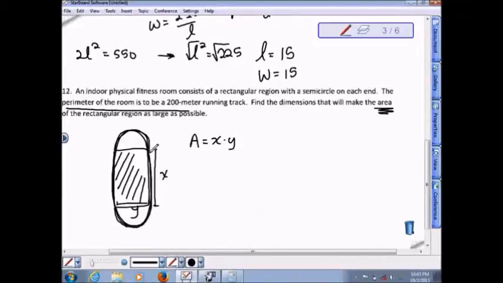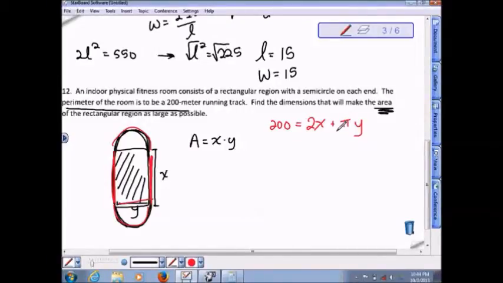Now, the perimeter are these two sides of the rectangle. Let me do this in a different color. It's this side of the rectangle and that side of the rectangle. So the perimeter at 200 is equal to 2x, but then it's also this top half and the bottom half. So it's actually a full circumference of a circle. And the diameter of that circle is y. Now the circumference of a circle is pi times the diameter. So we have plus pi times the diameter of y. So this is the perimeter.